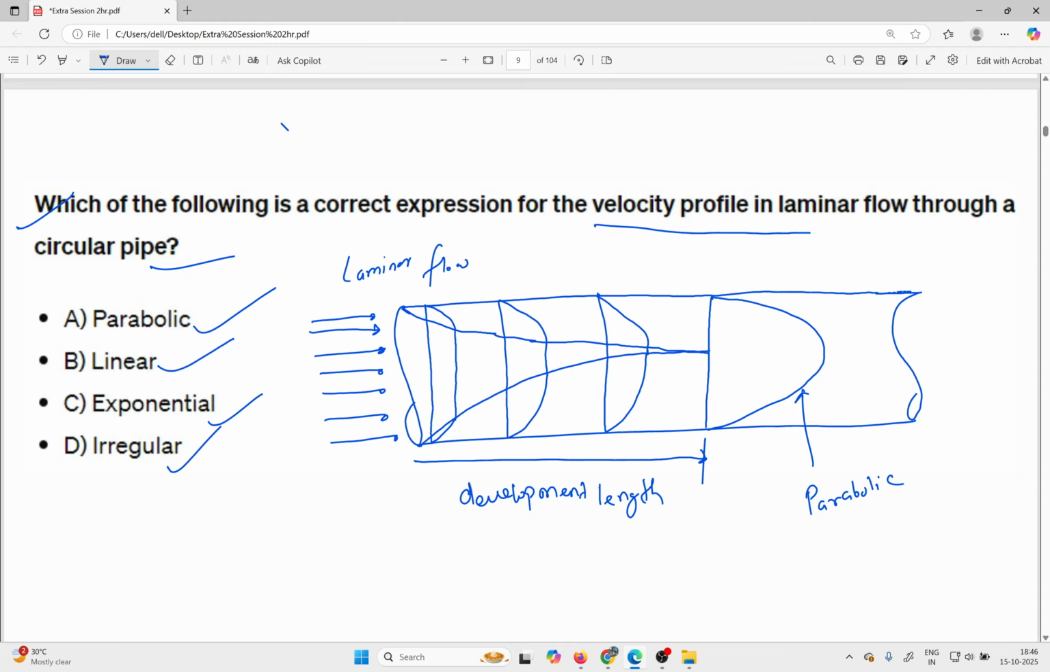But after that, the fully developed profile is parabolic. After that, there will not be any change in the velocity diagram. If you draw here, you will get the similar velocity diagram, not any change. Okay, this was about laminar flow, remember.